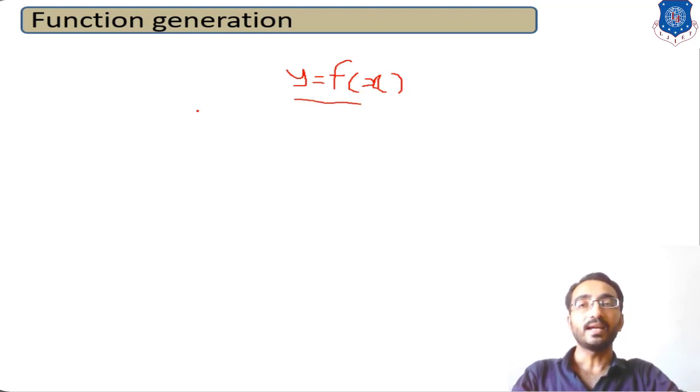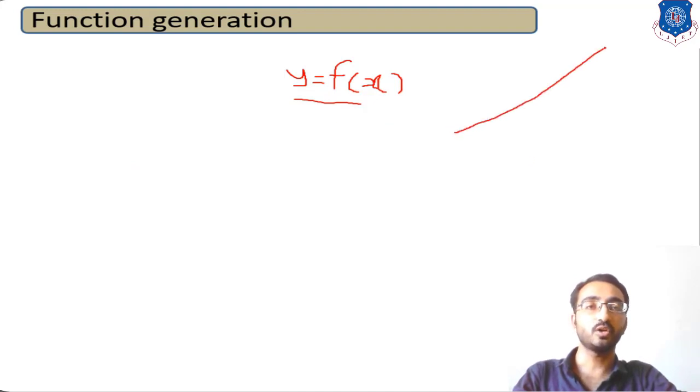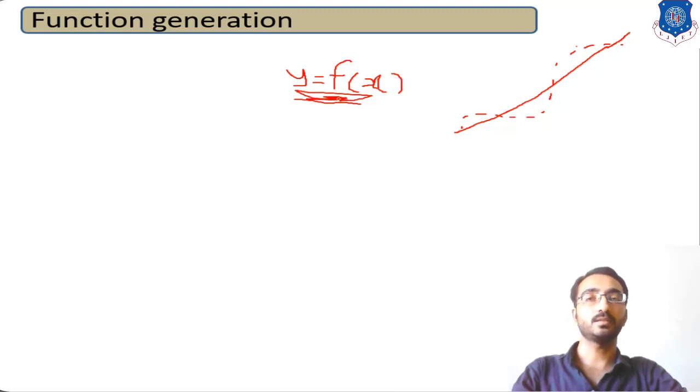Now, while following the function generation process, your function is y is equal to f of x. For example, if you consider it as a straight line, then your function is y is equal to f of x, and this is your designed problem. But the motion of the follower, or the output motion that we actually achieve, is somewhat like this shape. So how will you design this mechanism?